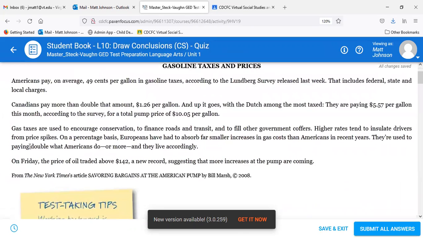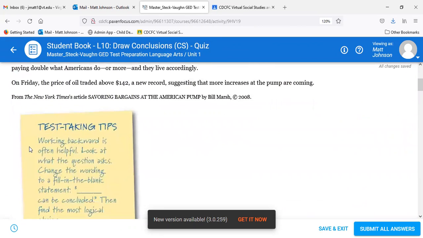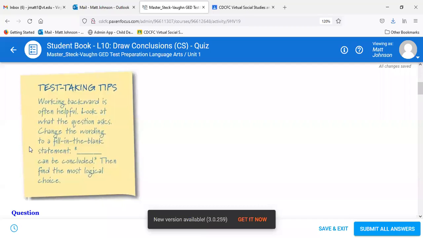Okay, and we got our same paragraphs there. And also what it says here, working backward is often helpful. Look at what the question asked. Change the wording to fill in the blank statement: blank can be concluded. Then find the most logical choice.